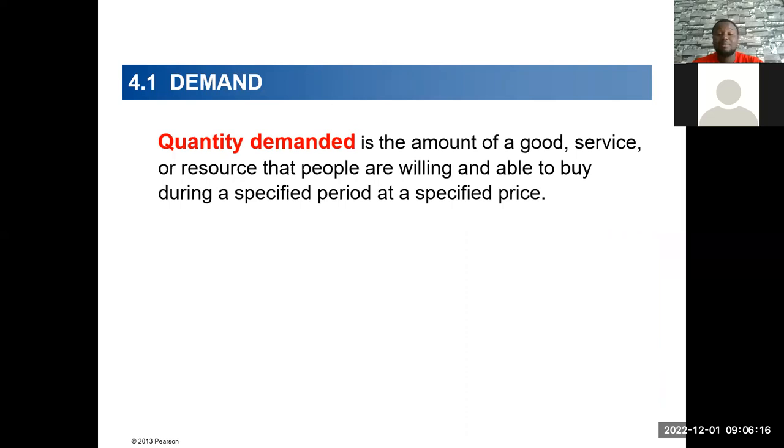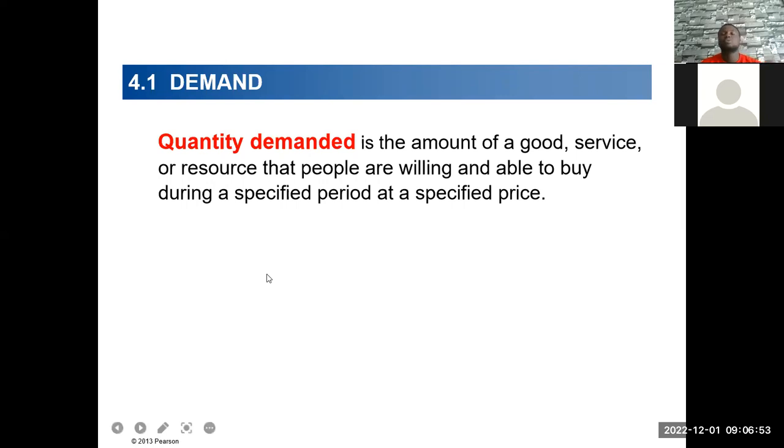Now, when we talk about quantity demanded, we are talking about the amount of a good, a service, or a resource that people are willing and able to buy during a specific period at a specific price. So if you take a service like health service, what will be the quantity of health services that people are willing and able to buy within a particular time? So demand is measured over an interval of time. What is the demand for the day? Demand per week, per month, per year. So it is measured over time.